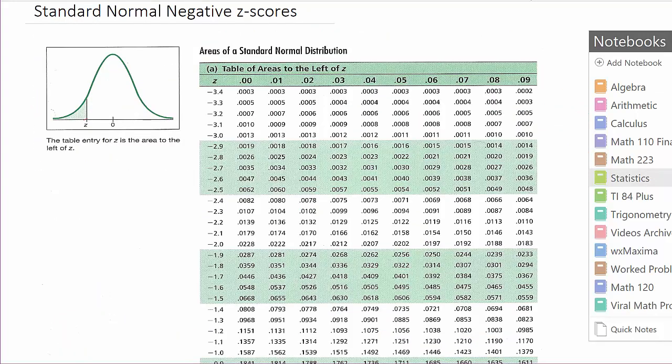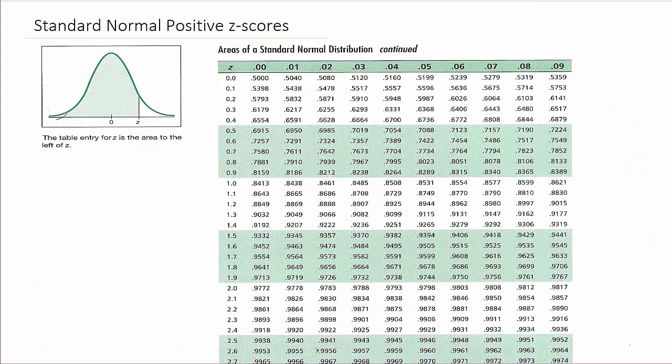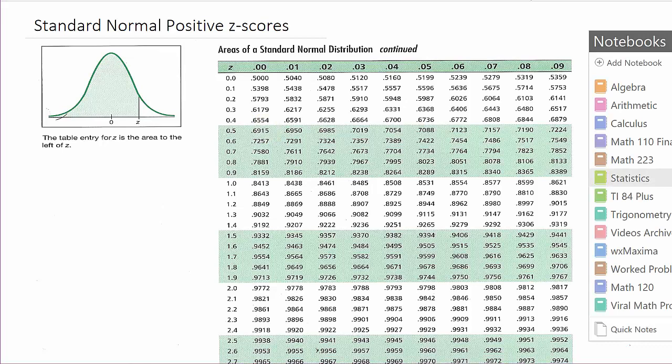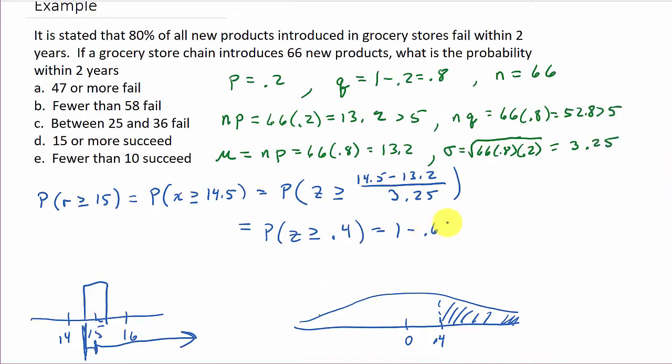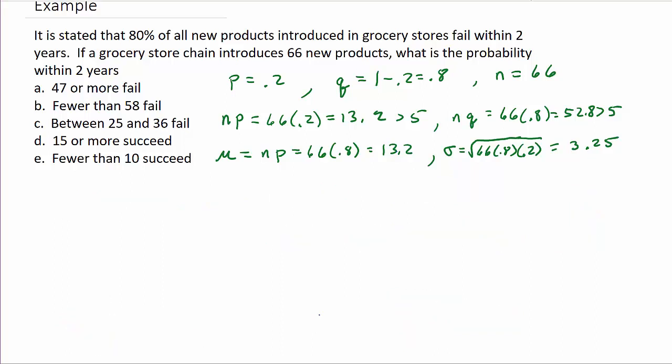So if we look up 0.4, that's 0.6554. And 1 minus 0.6554 is equal to 0.3446, and that's your area there. Okay, now let's look at the last one.